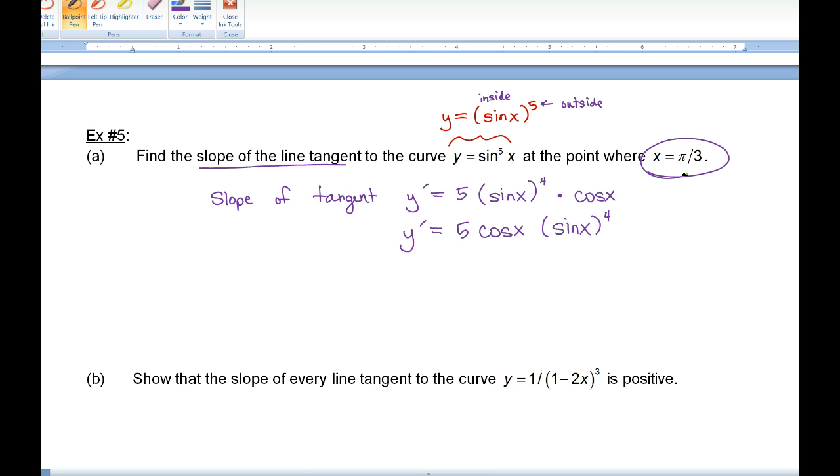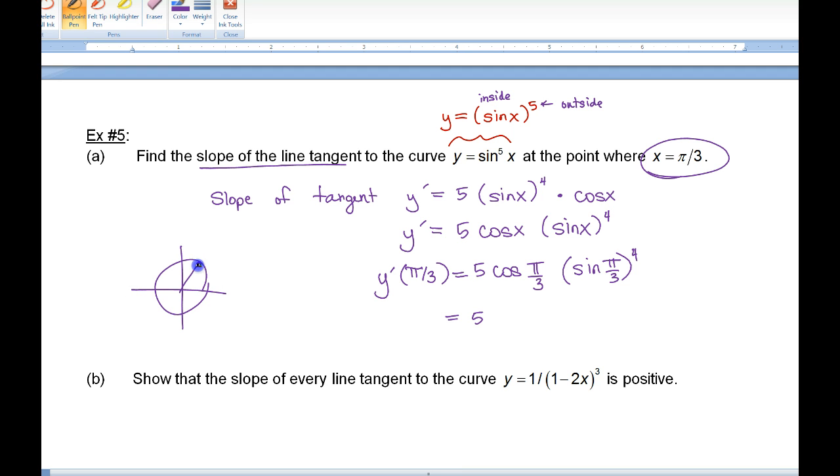Now notice this one says specifically where x is equal to pi over 3, so I want to evaluate y prime at pi over 3. So I have 5 times the cosine of pi over 3 times the sine of pi over 3 to the 4th power. Okay, here's where we have to remember our unit circle. Here's pi over 3, and that coordinate is 1/2, root 3 over 2. So cosine is 1/2. And sine is root 3 over 2. And that's to the 4th power.